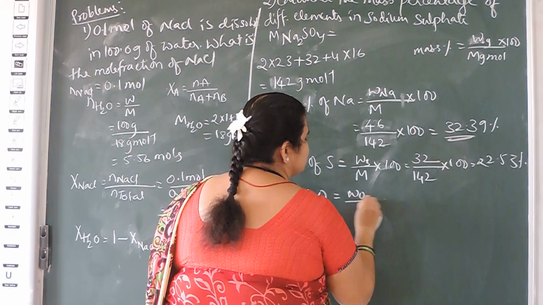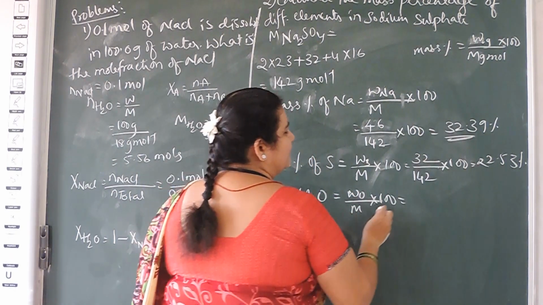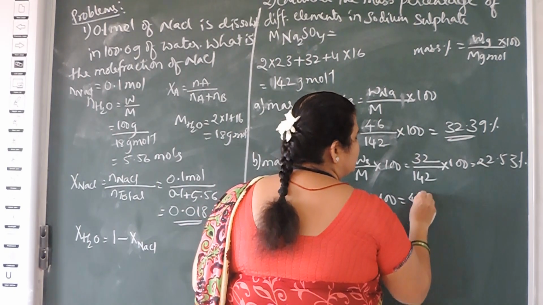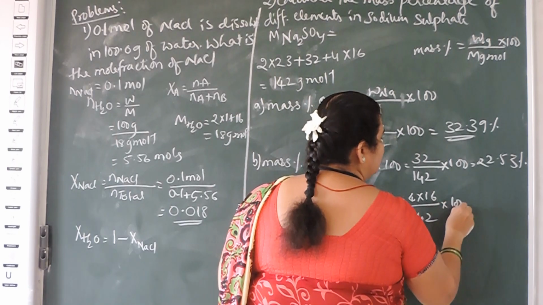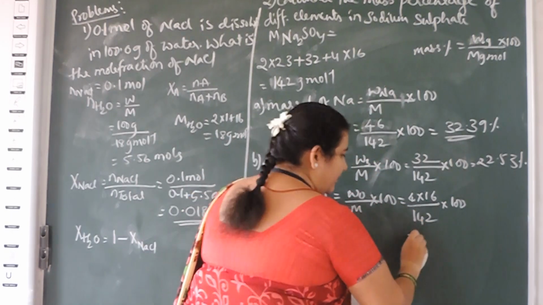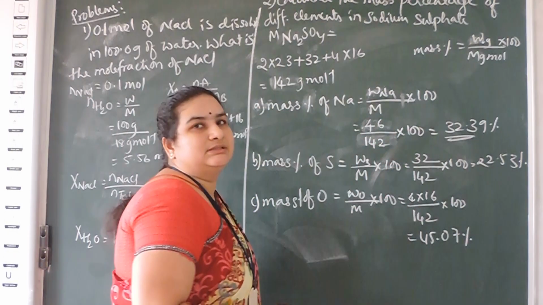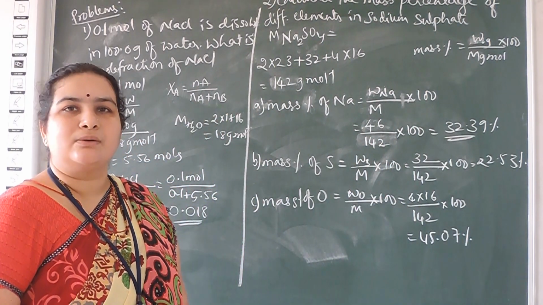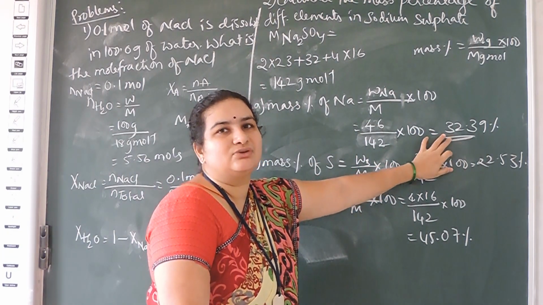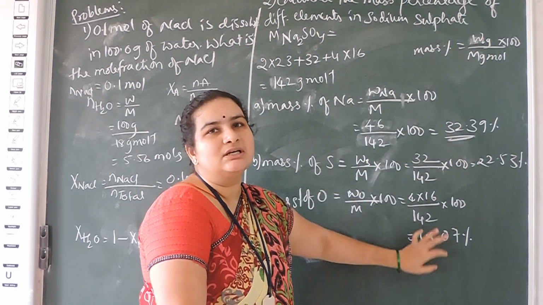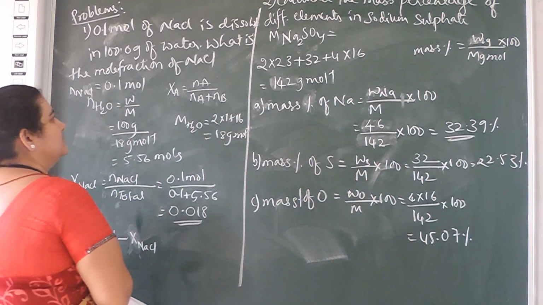Now last, third one, mass percent of oxygen. Mass of oxygen divided by molar mass into 100. Mass of oxygen will be 4 into 16 divided by 142 into 100. It will be 45.07%. How to tally the problems? If you add all the three, percentage of sodium, sulfur and oxygen, it should be 100%. Okay.